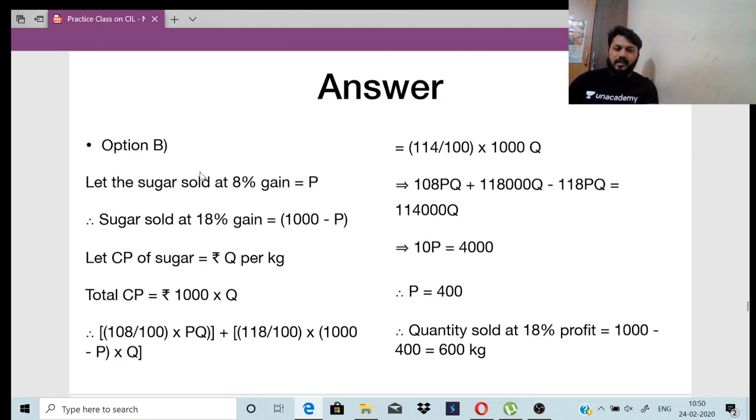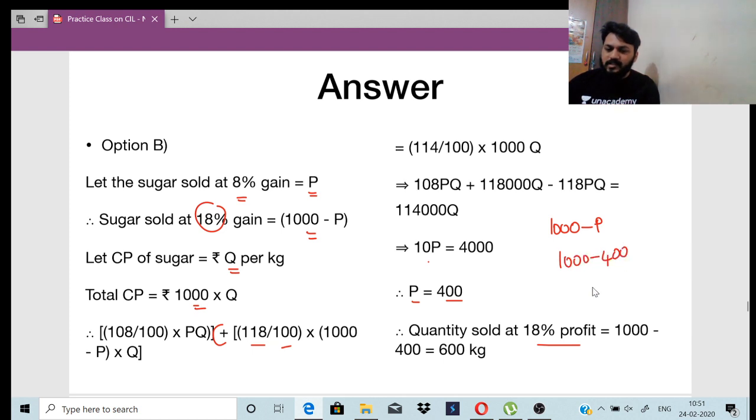So let the sugar sold at 8% gain be P, sugar at 18% gain, 1000 minus P, right? Let the CP of sugar be Q per kg, total CP is 1000 into Q. Formulate the equation: 108 by 100 into PQ, that is 8%, plus 118 by 100, which is 18%. You'll get the total Q, 10P equals 4000, P equals 400. So quantity sold at 18% profit is 1000 minus 400, which is 600 kg. This is by the equation method.